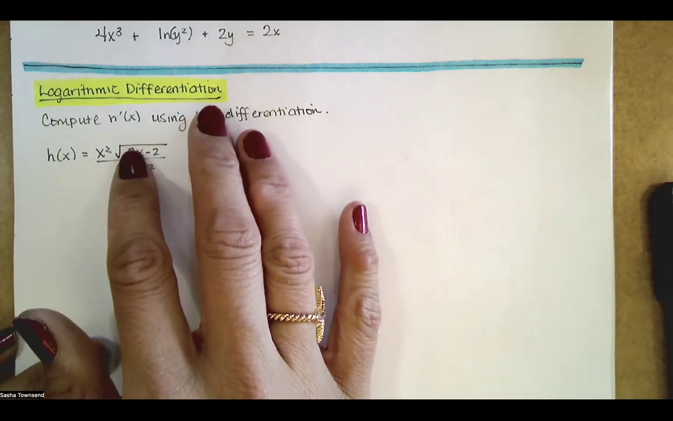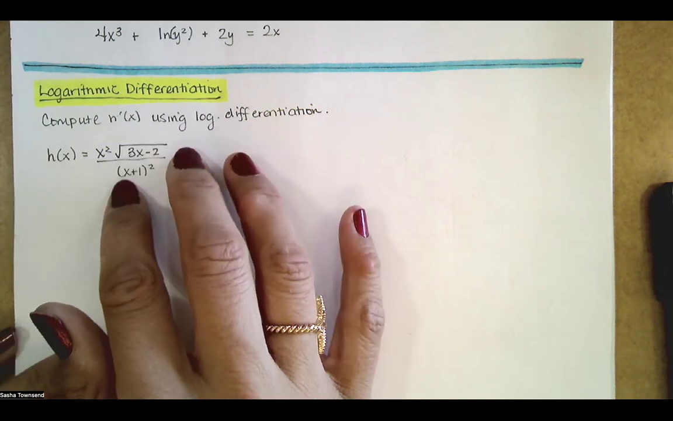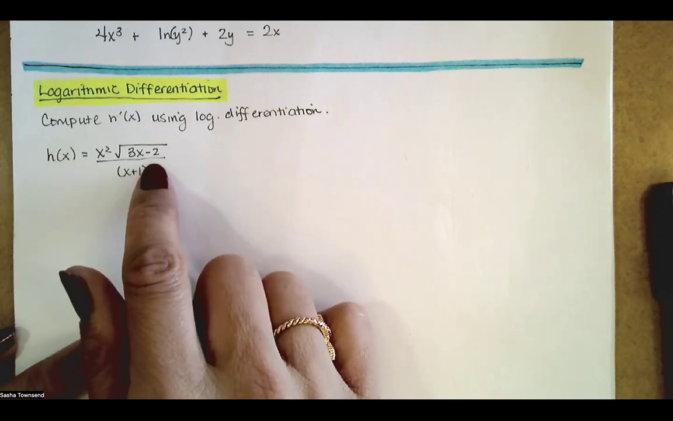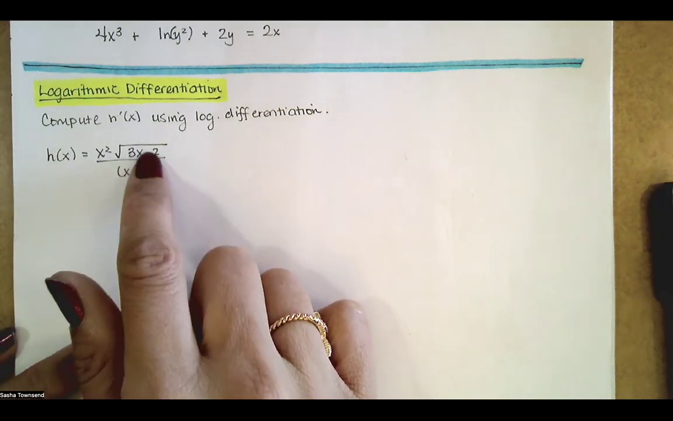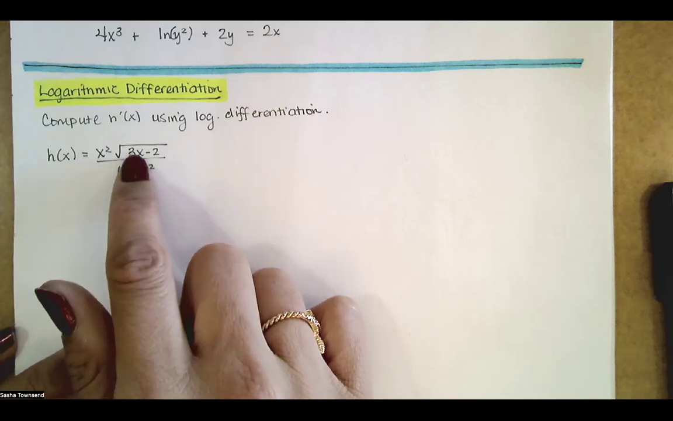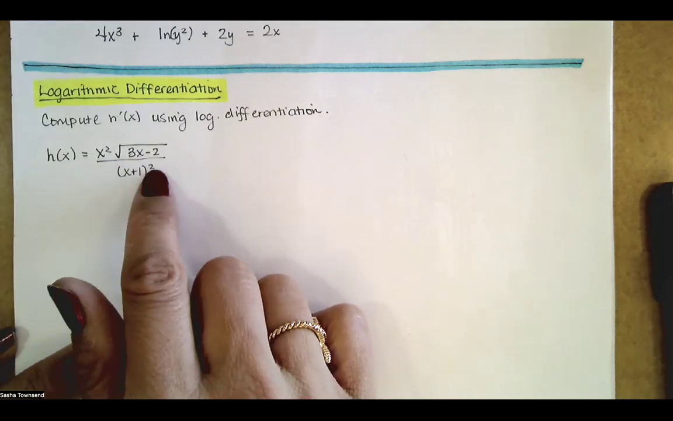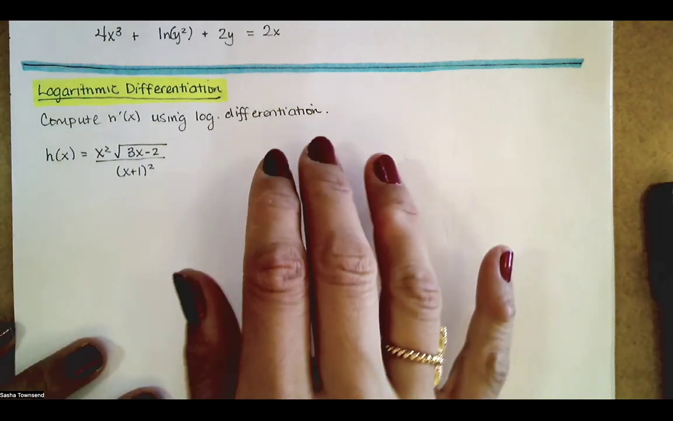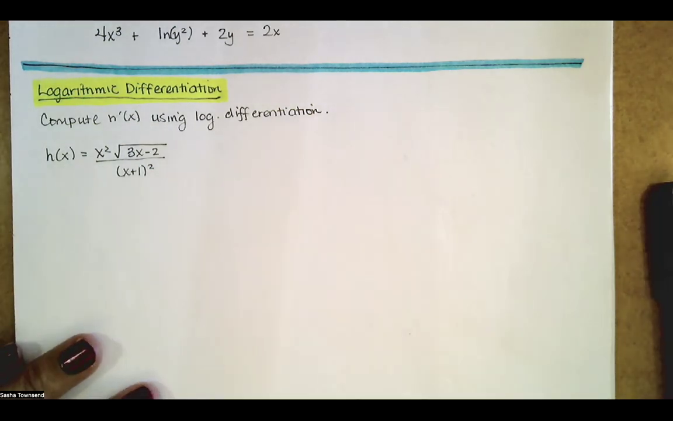So if we just use basic differentiation rules to compute this without taking the logarithm first, we'd have to use the quotient rule, and then when we take the derivative of the top function, we'd have to use the product rule with the chain rule. And when we take the derivative of the denominator, we'd have to use the chain rule. So it gets relatively involved. But if we use logarithmic differentiation, it's actually relatively simple.